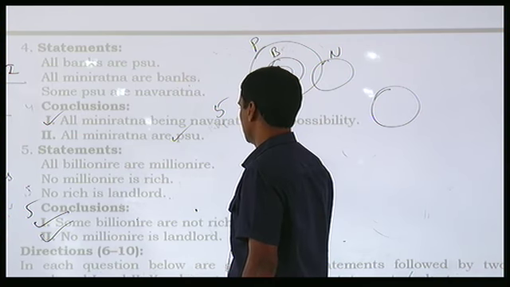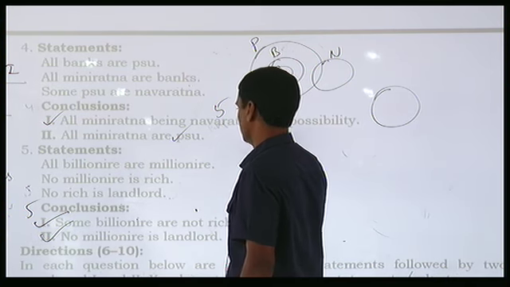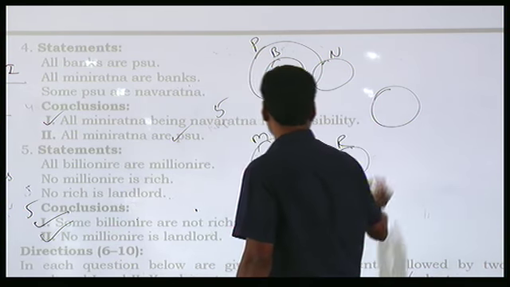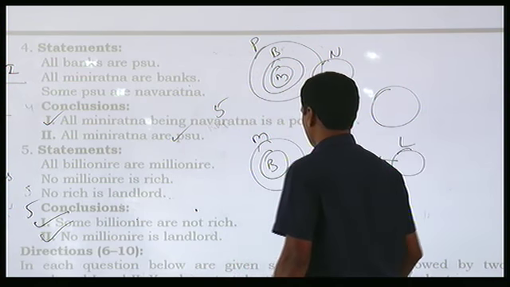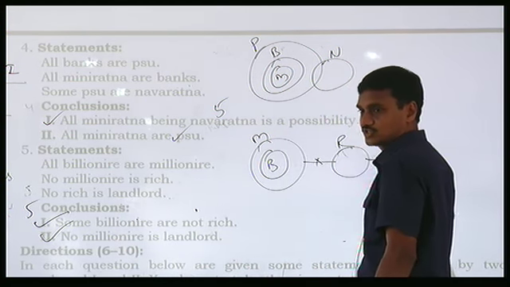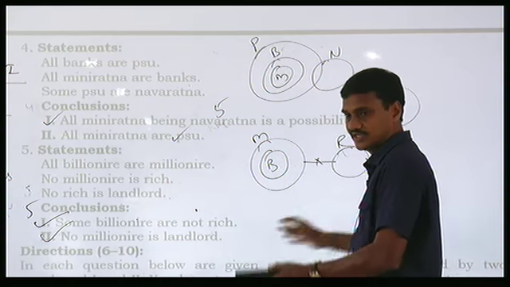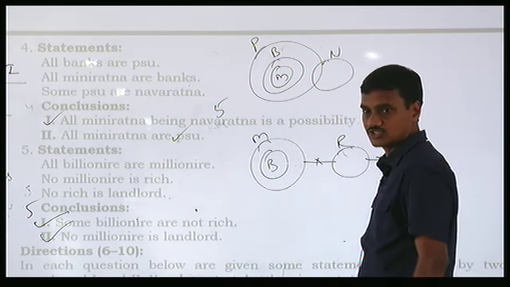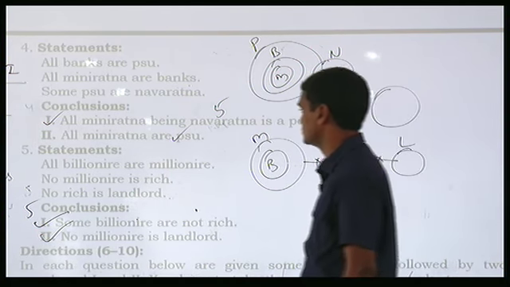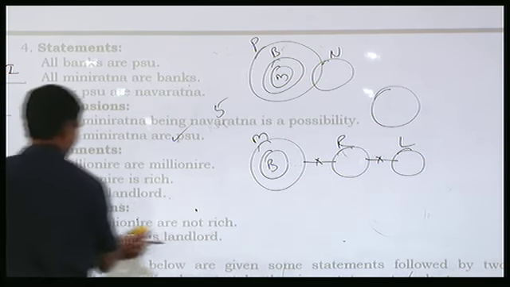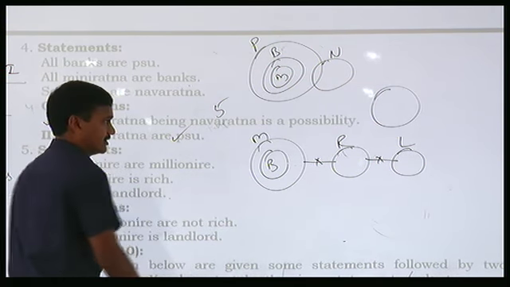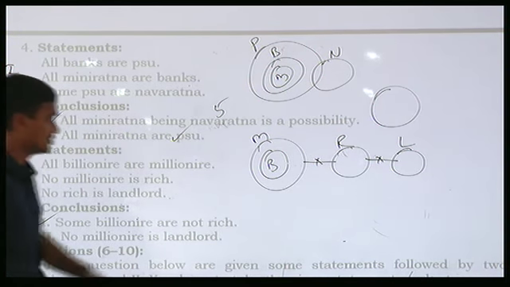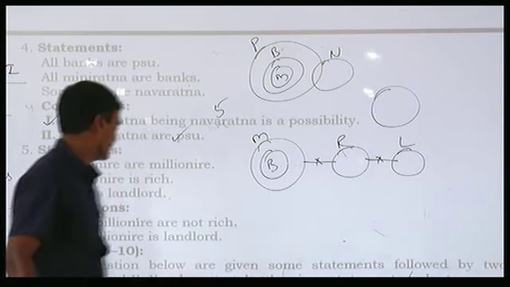Next one: all billionaires are millionaires. And no millionaire is rich. And no rich is landlord. So this rich should not be intersected with this one. Hence, it cannot be intersected with any other remaining set. Hence, no rich is always true. Some not is also true, isn't it? What are the conclusions given here? Some billionaires are not rich. Whether true or false? Definitely true. No need to draw the alternate diagram at all because this should not be intersected with this one at all.